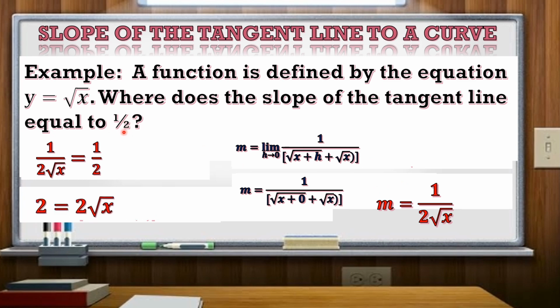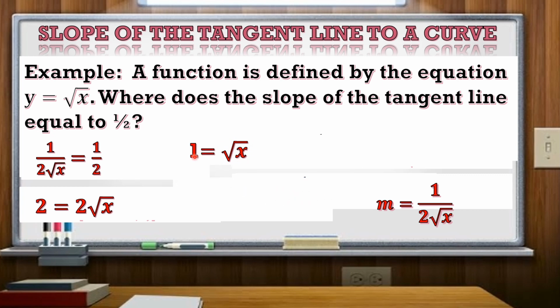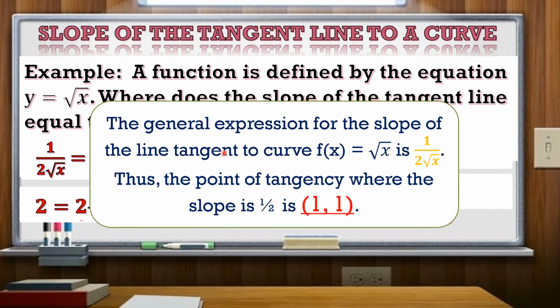Then, cross multiply. So, 1 times 2 is 2. 2 square root of x times 1 is 2 square root of x. Divide both sides by 2. And the answer is 1 is equal to square root of x. To eliminate the radical sign here, we will square both sides. So, 1 squared is equal to 1. And that is the answer.